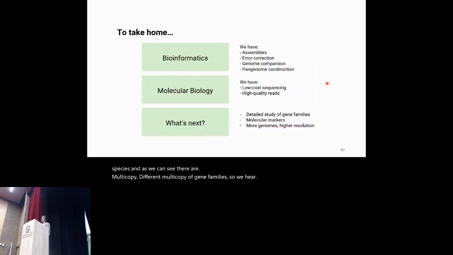To take home: in the field of bioinformatics, we have assemblers, error corrections, genome comparison, and pangenome construction. And in the field of molecular biology, we have low-cost sequencing with high-quality reads. But what's next? A detailed study of gene families and molecular markers is important, and more genomes with higher resolution.